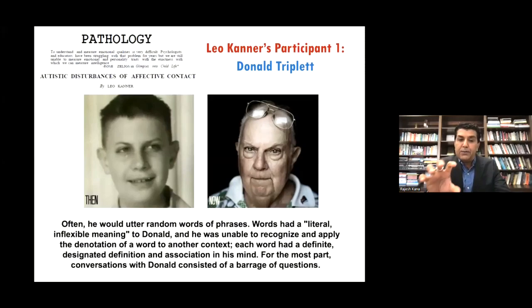So at the bottom part, you can see a language sample from Triplett. Often he would utter random words or phrases. Words had a literal, inflexible meaning to Donald, and he was unable to recognize and apply the denotation of a word to another context. Each word had a definite, designated definition and association in his mind. For the most part, conversations with Donald consisted of a barrage of questions. If you focus on that quote, you can see a couple of interesting things to note. One of those is inflexibility in the use of language, like literal meaning or literal use of language. Another is how you're using language in context to interpret meaning. And some of those things Donald had difficulty with. So that's one sample of language from that first paper.